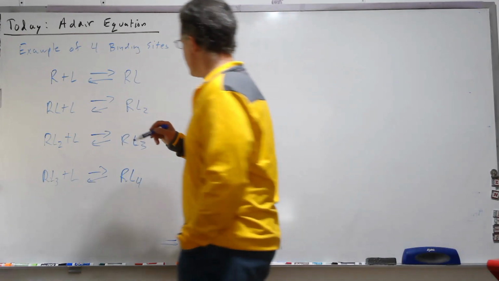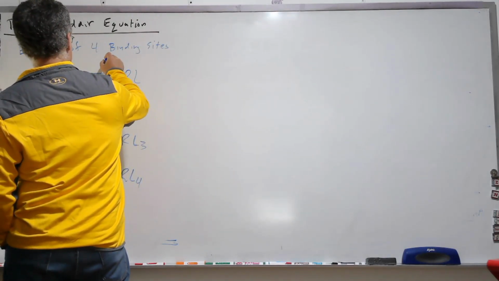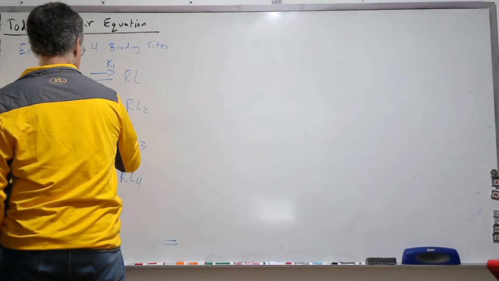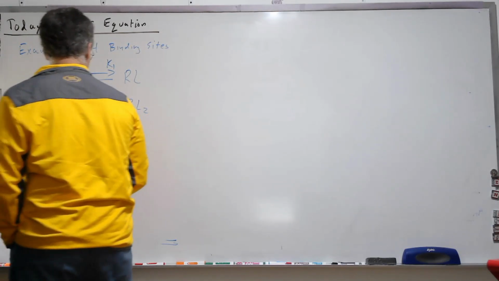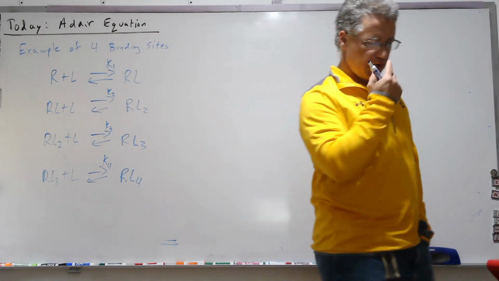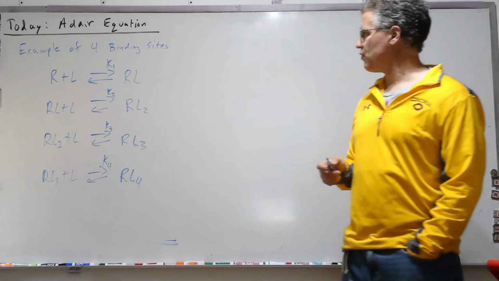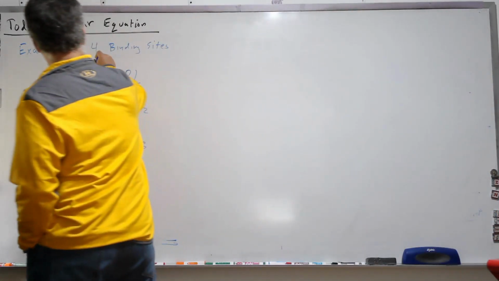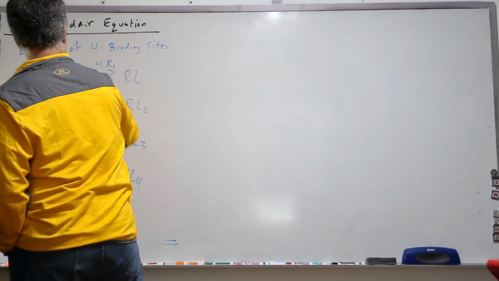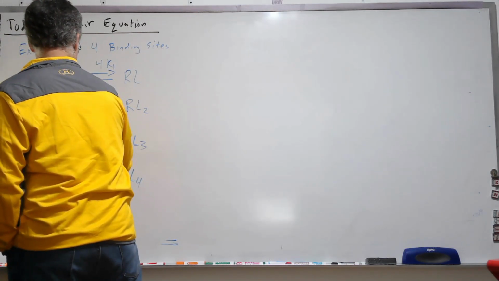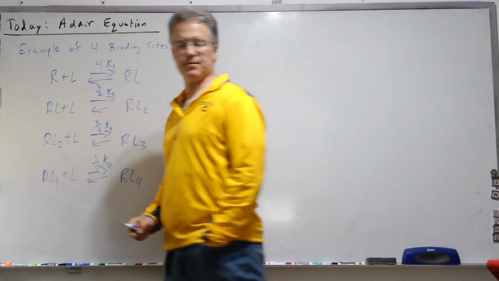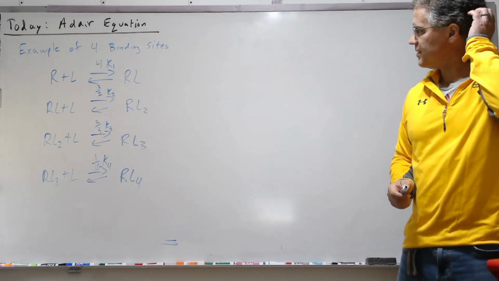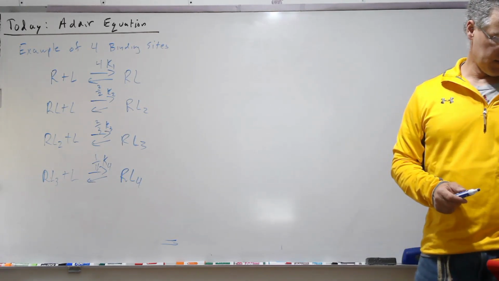All right, there's an equilibrium constant associated with this: K1, K2, K3, K4. But there's also a statistical factor. And for the case of 4 binding sites, this is 4, 3/2, 2/3, and 1/4. Okay, and we'll see where those come from in just a minute.